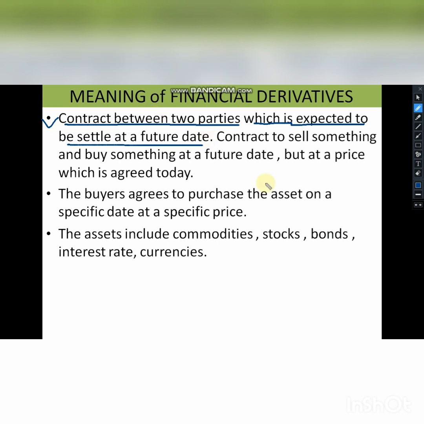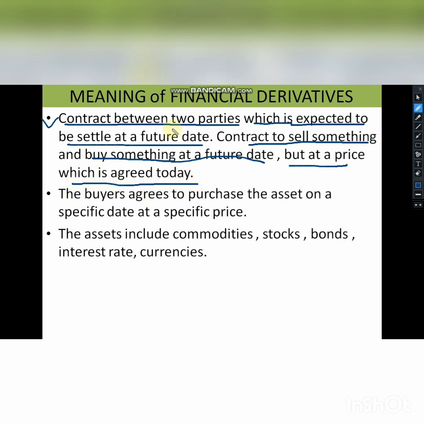Now the question is, what is in the contract? A contract to sell something. In the contract, these two people are going to trade: one is going to sell something and another is going to buy something at a future date, but at a price which is agreed today. This point is very important.